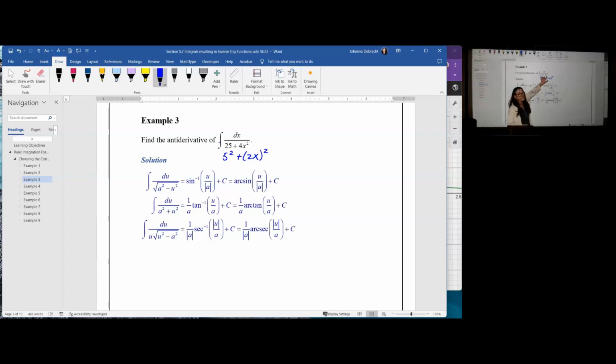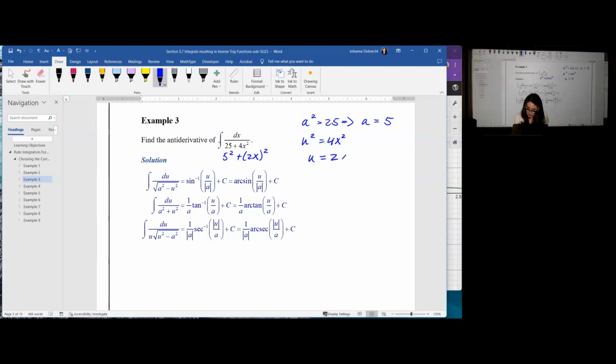Again, in the case of arctangent, it doesn't matter whether it's the constant term or the variable term first, because addition is commutative. I go ahead and write down that a squared is 25, and this implies that the principal square root is 5. U squared is 4x squared, and again, I'm taking the principal root. So this gives me that u is equal to 2x. Then I take the derivative with respect to the original differential dx. Du dx gives me a 2.